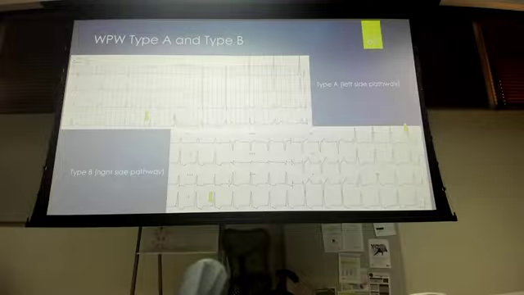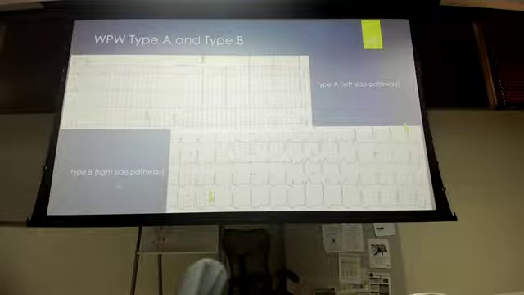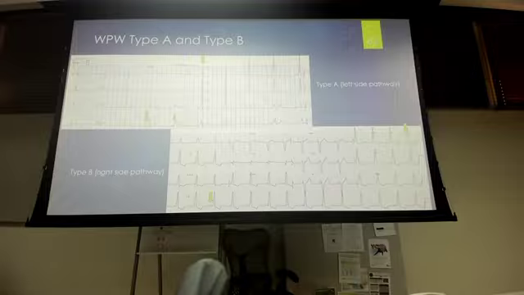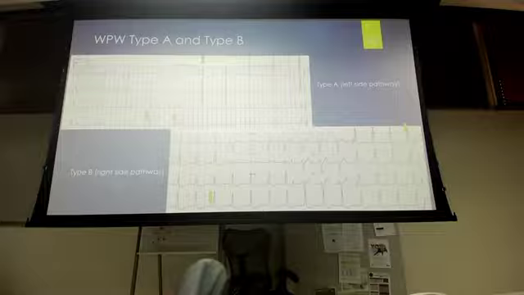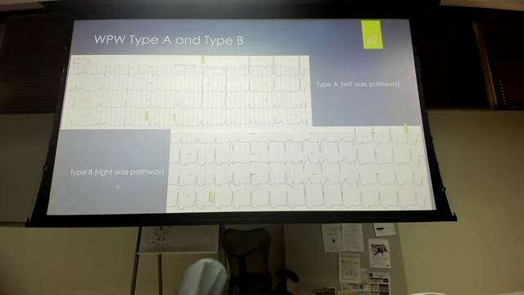The other part is, how do we determine if this is left-sided versus right-sided? If you recall, the normal R wave progression in the precordial leads is that we have a very small R wave in V1 and V2, and progressively the R wave gets higher and higher in amplitude as it gets down to V5 and V6. Well, in a left-sided pathway, that is reversed. We have a very prominent R wave in V1 and V2. The other thing that we've talked about is the T wave.